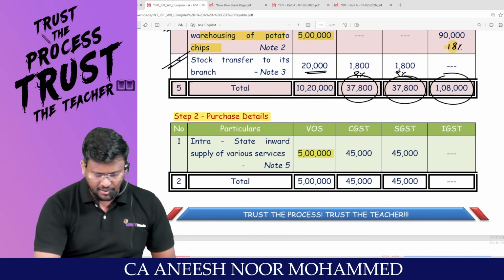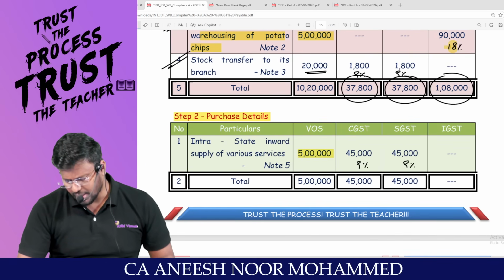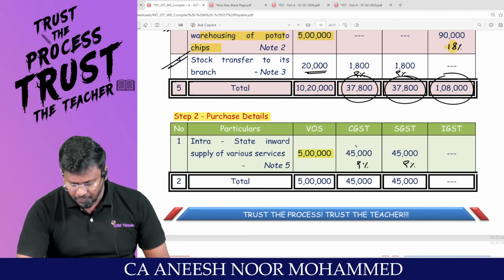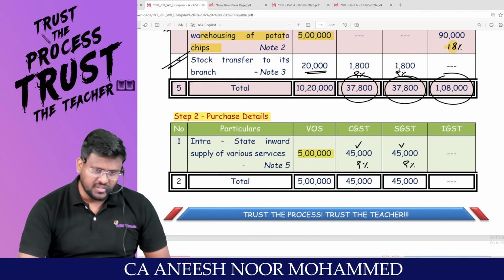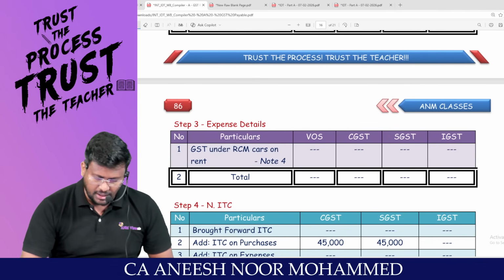What is the ITC rate? 9% and 9%. So 5 lakh into 9%, 45,000. 5 lakh into 9%, 45,000. That's it with regard to purchase details.